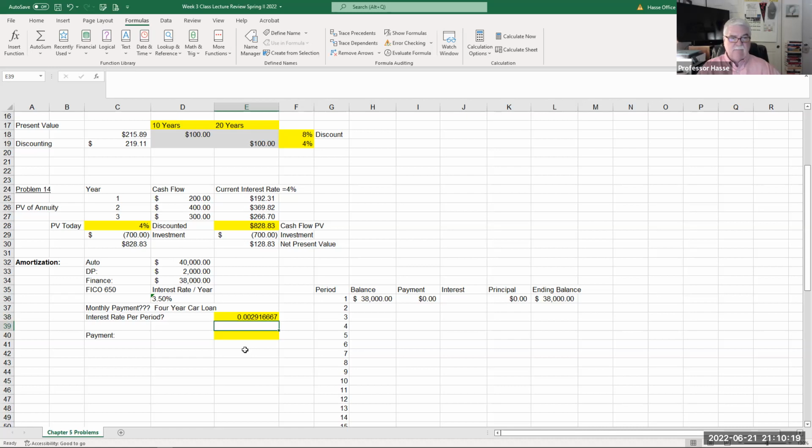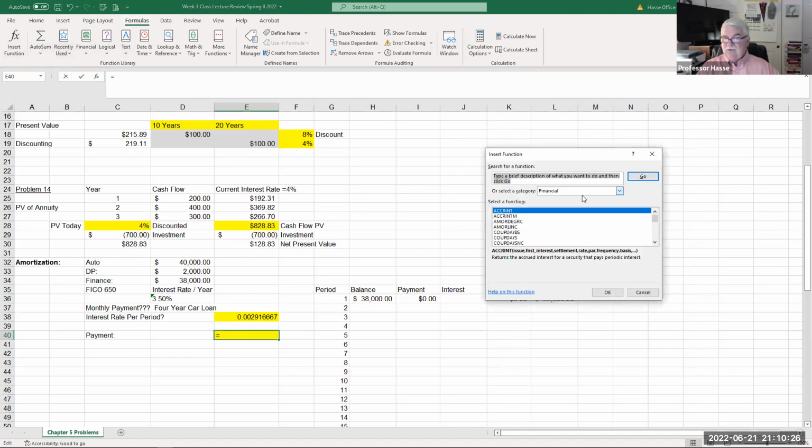0.00291, and so on. So now I can go to my formulas, function, financial, and look for the function called payment, PMT. And this will calculate my loan payment for every month for 48 months. Payment, PMT. This is what they do at the credit unions, at banks, at car agencies where you borrow money from a car company. This is how they do it.